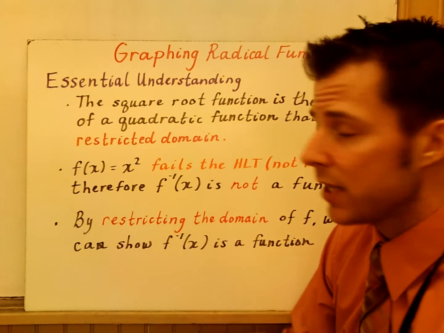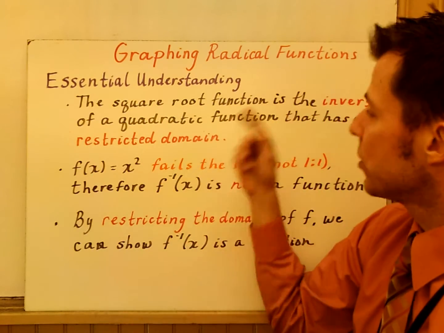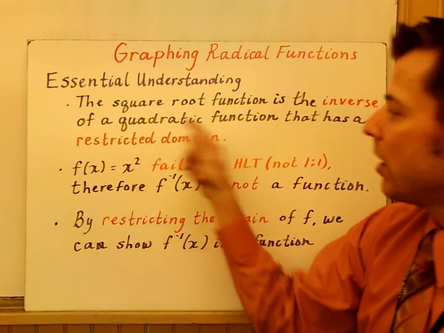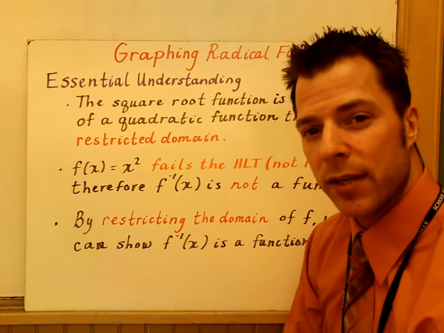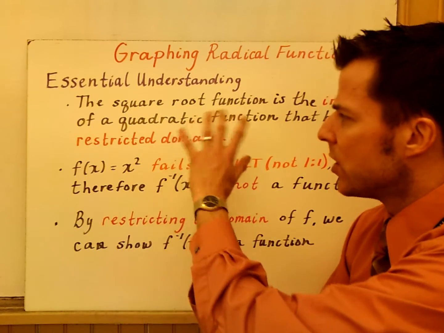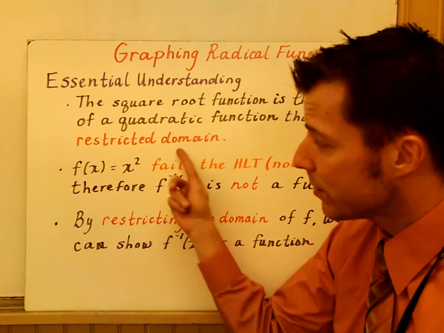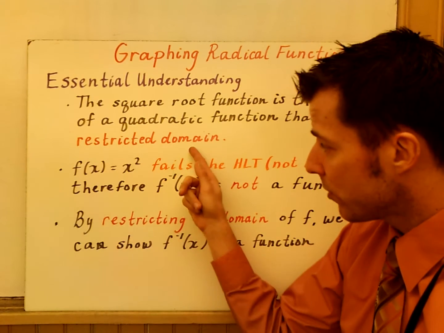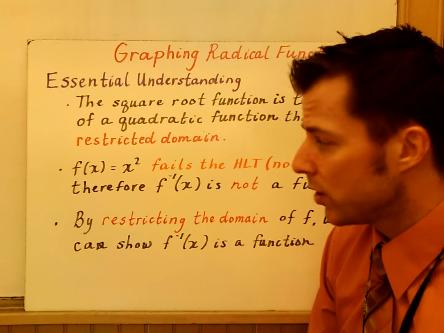So the essential understanding here today is that the square root function is the inverse of a quadratic function that has a restricted domain. That's really important, and these next two bullets will address this. The square root is the inverse of a quadratic function, bottom line, but it has a restricted domain. And when I talk about a restricted domain, the inverse, the square root function, has a restricted domain.